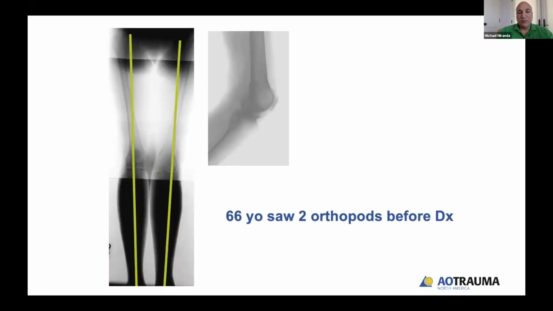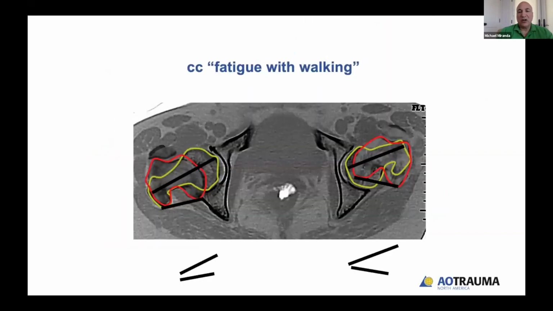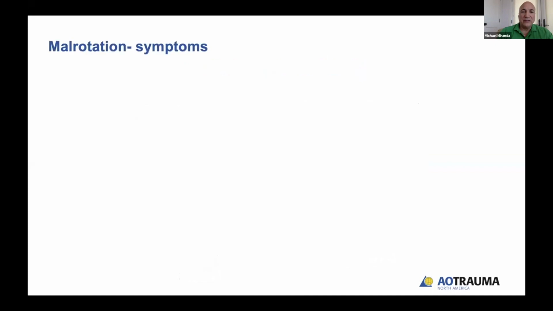So this is a prime example. This is a really wonderful lady. She came into my office. She had seen a couple of other folks, and her chief complaint was fatigue with walking. And even though she has a fairly significant external rotation deformity, it wasn't picked up. And I'm not trying to fault anyone else. I'm just saying that you really have to look for what the patient is complaining about and try and assure that there's no pathology there.